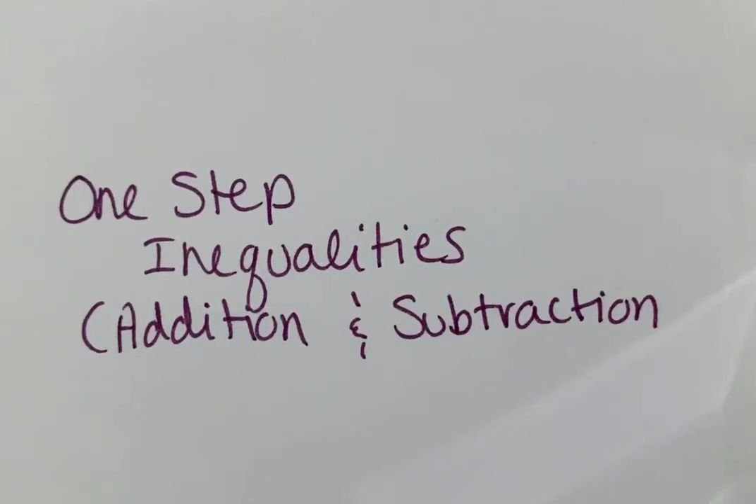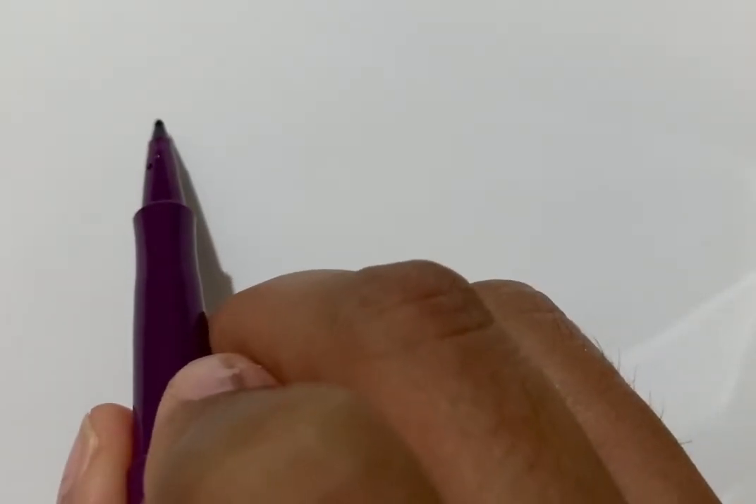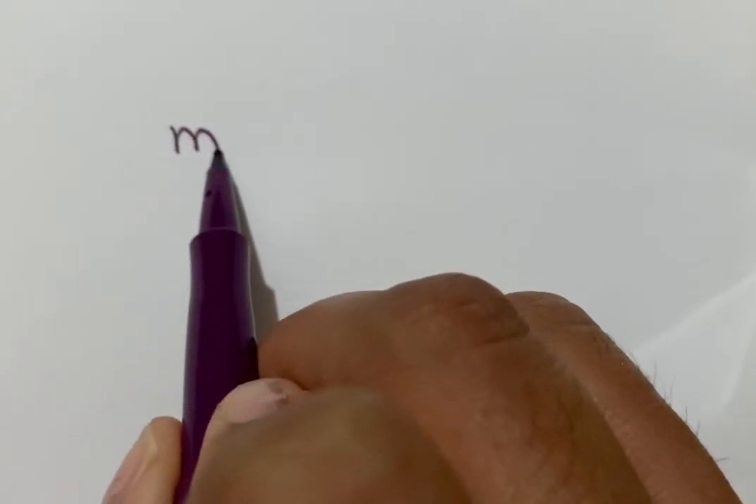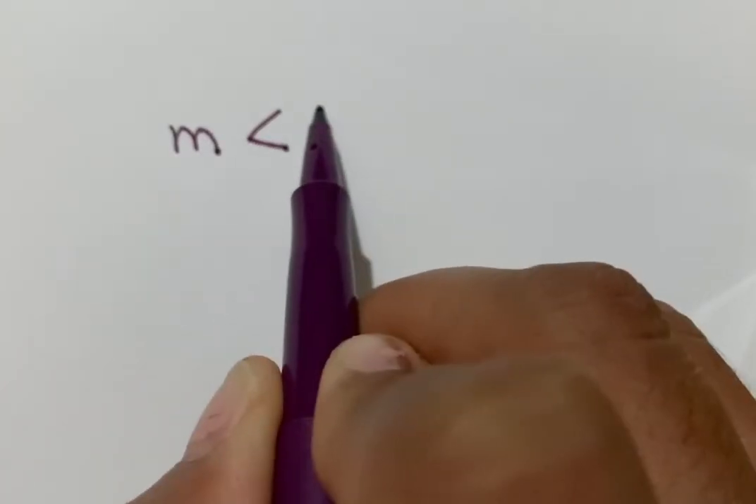In this tutorial video, we're going to talk about one-step inequalities with addition and subtraction. So, before we get started with the actual problem, let's go ahead and define what an inequality is. Inequalities are different ways to compare numbers. For example, let's say that m is less than 3.